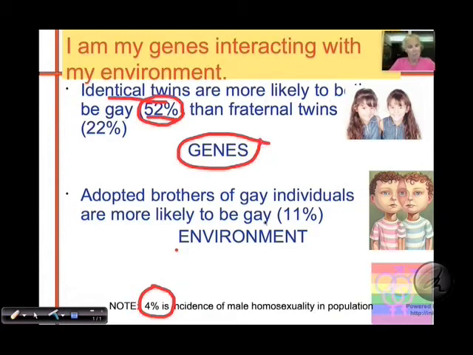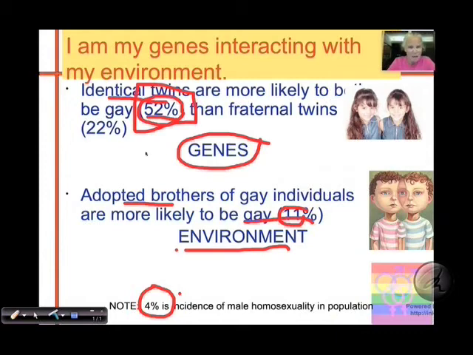What about the other way? What if we take two adopted individuals? So no more related than any other two random people from the population. Are they more likely to be gay if one brother is gay? The answer is yes, there is a slight increase, 11% compared to 4%. So the environment does play a role, but not nearly as much as the genetic factors.